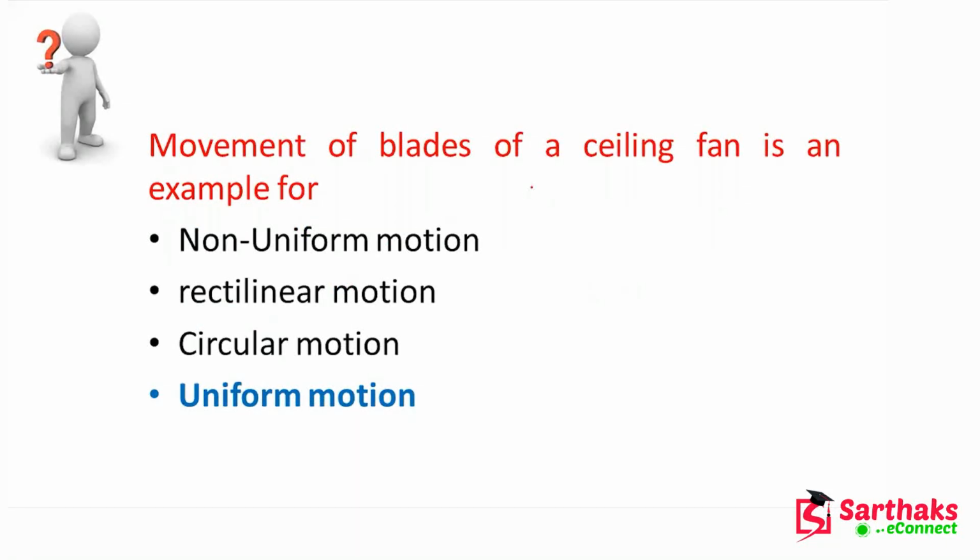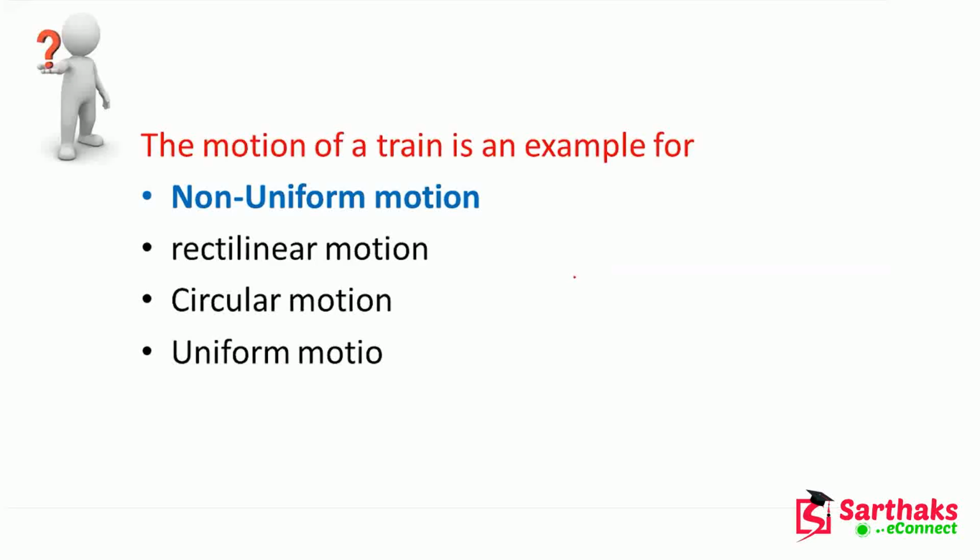Then movement of the blades of a ceiling fan. Okay, all of you just watch your ceiling fan. So you can see that it is the uniform motion. Your ceiling fan has some fixed point and it will move according to your regulator, provided you are not changing the regulator position, it may be 4, it may be 5 or whatever. So suppose you are keeping it at 5, the ceiling fan will move with a particular motion. So that is the uniform motion.